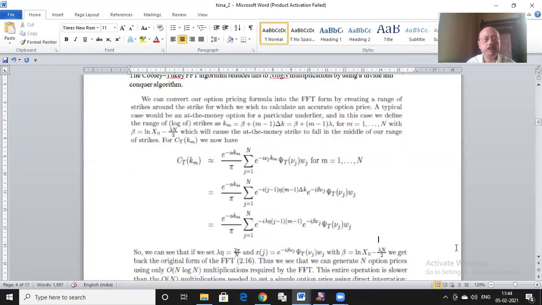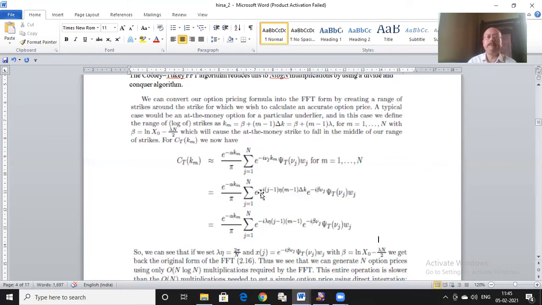Okay. So what we do is we convert our option pricing formula into this fast Fourier transform by creating a range of strikes around the particular strike for which we wish to calculate the accurate option price. Because we can always work with a range, as I said, we will select a range so that the specific price where we really want to evaluate the option will be calculated very precisely. So it's like putting it in the middle of the interval.